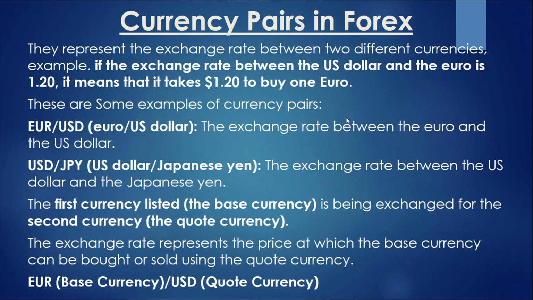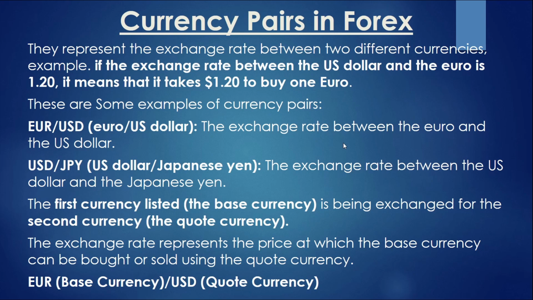So today we are talking about the currency pairs in Forex. What are currency pairs in Forex? They represent the exchange rate between two different currencies. For example, if the exchange rate between US dollar and the euro is 1.20, it means that it takes $1.20 to buy 1 euro.